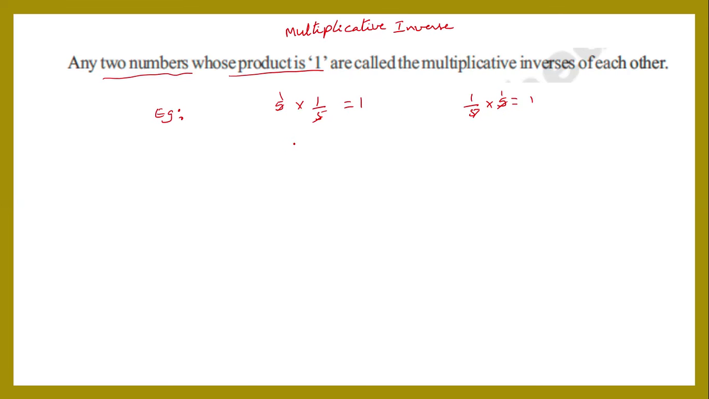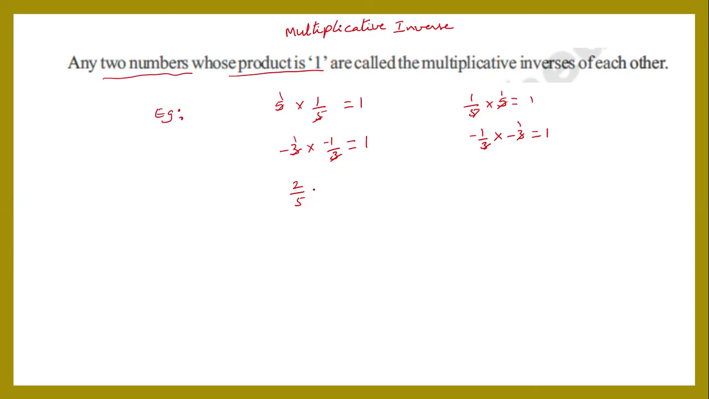So here you observe it. You may take one more example. Minus 3 into minus 1 by 3. Then what do you get? 3 ones are 3, minus 1 into minus 1 is plus 1. Or minus 1 by 3 into minus 3, here also we get 1. That means the product of two numbers is 1. Then we can say those two numbers are multiplicative inverses of each other.